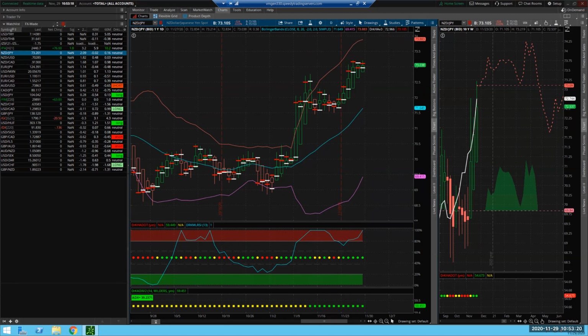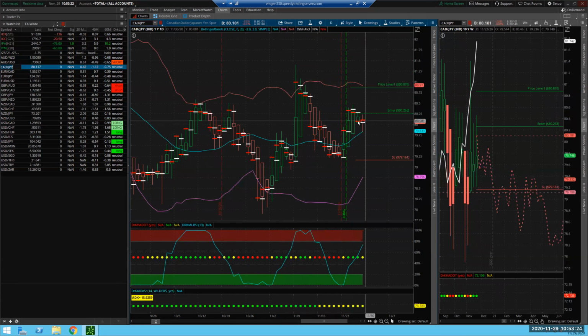All right, so for open trades right now, the Canadian dollar yen, okay, we're right here looking for this long play to head up higher. That's the open trade right now. And then US dollar Swissy.